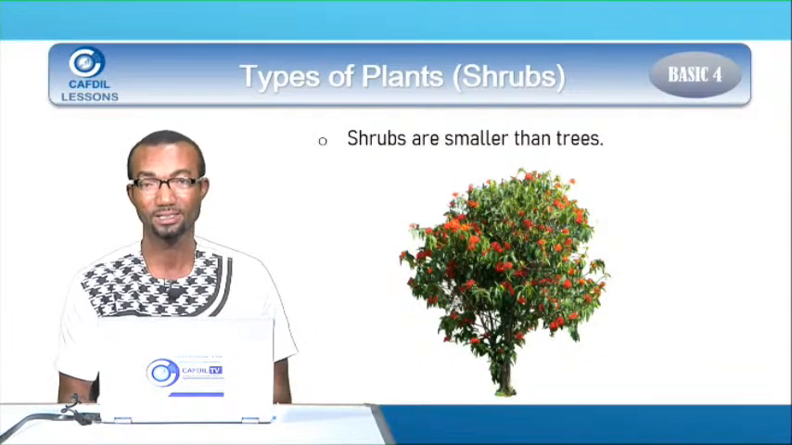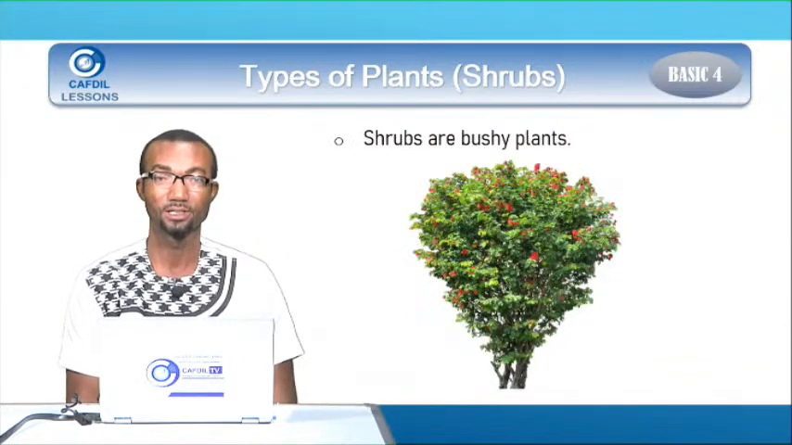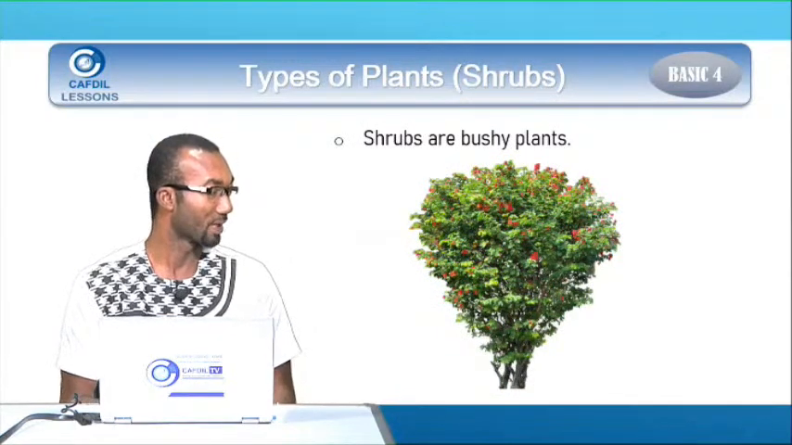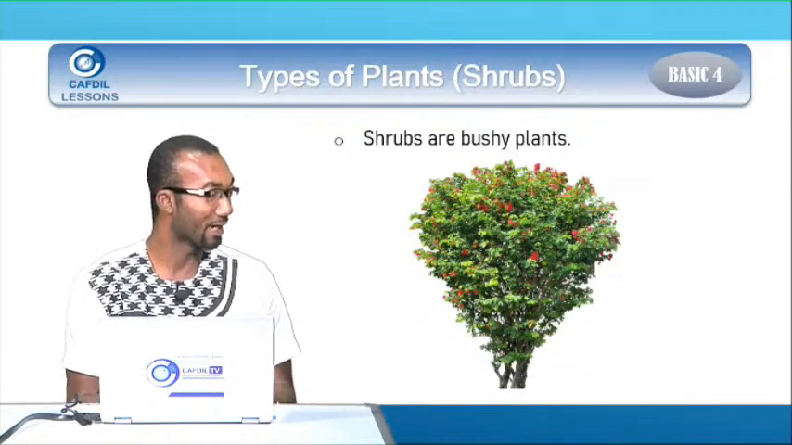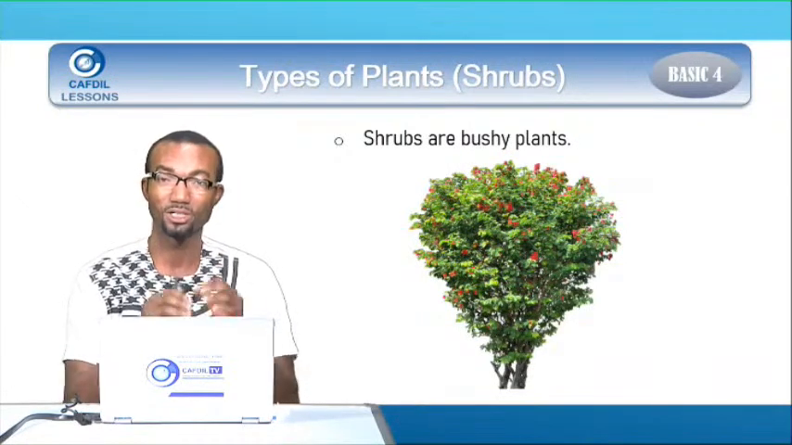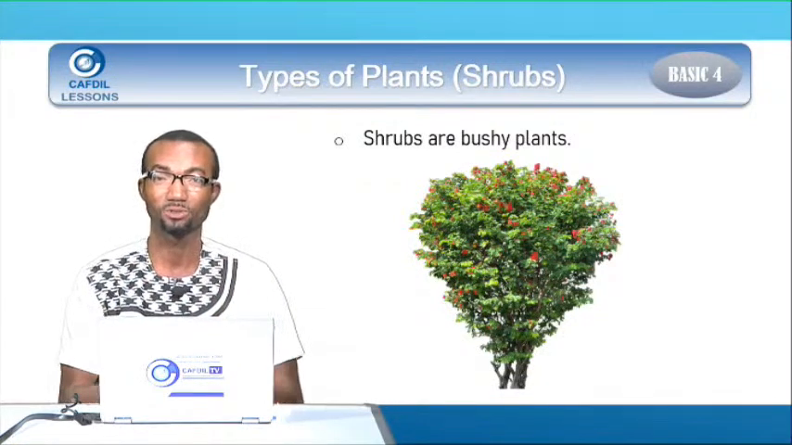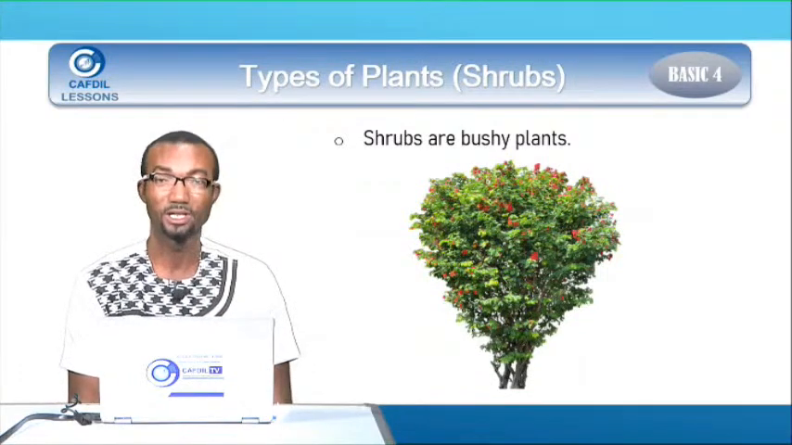They are the next bigger plants. So shrubs are smaller than trees. Shrubs are bushy plants. You see the plants on your screen. You can't even identify the stem. All the leaves have covered the plants, and that is what we call bushy. So shrubs are bushy plants.